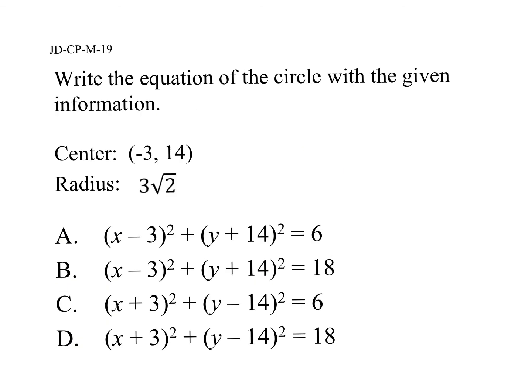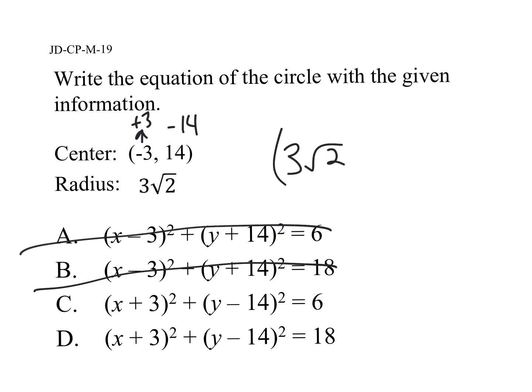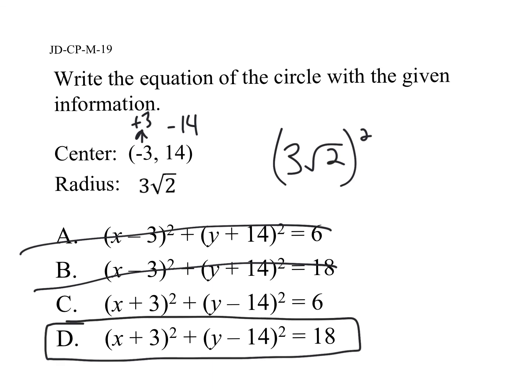19, they've given us the center and the radius. So for the center, we're looking for plus 3 and minus 14. So plus 3 and minus 14. So we're between C and D. 3 square root of 2, you could actually put that in your calculator and square it, and it should give you 18. So r squared is equal to 18, and that would be choice D.